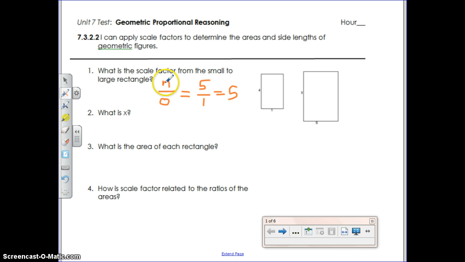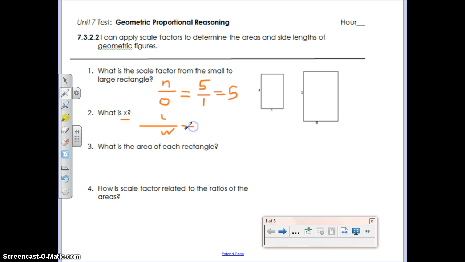Scale factor, remember, is new over original, so 5 over 1 or 5. They ask you next to find x in question number 2. So pause the video with your partner, set up this proportion, and solve.